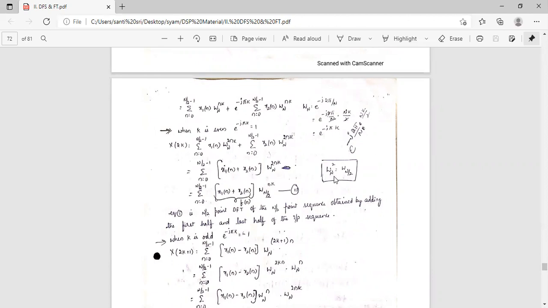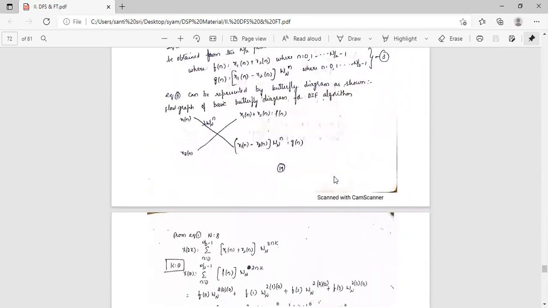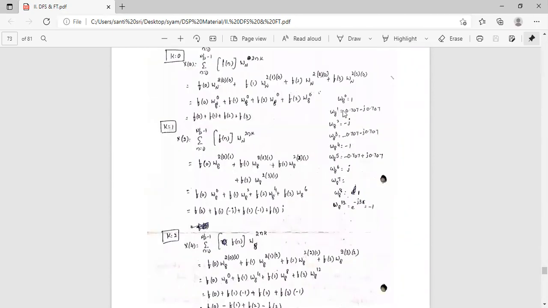So by substituting these values, we will get W8 power 1 value is this one, W8 power 2 is minus j, W8 power 3 is minus 0.707 minus j 0.707, W8 power 4 is minus 1, W8 power 5 is minus 0.707 plus j 0.707, W8 power 6 is j, and W8 power 7 like this we will calculate. Then if k equal to 0, by substituting these values in this expression, we will get f of 0 plus f of 1 plus f of 2 plus f of 3. If k equal to 0, x of 0 is this one.